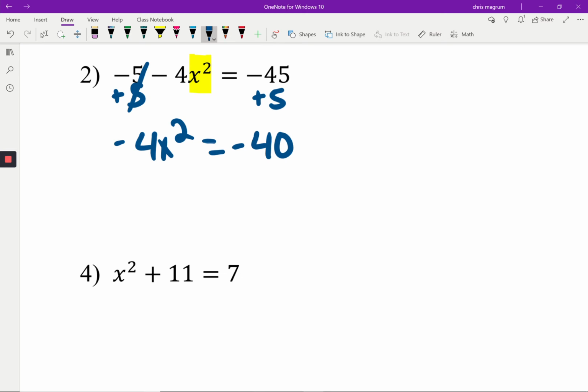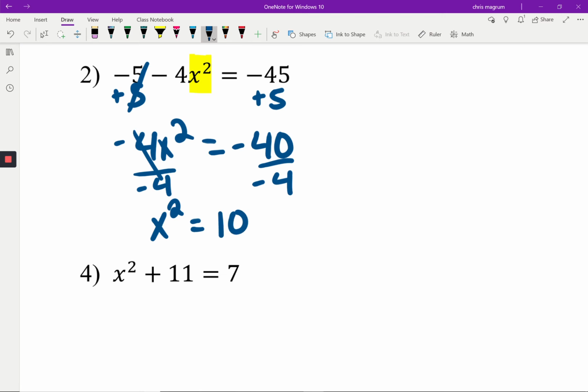Then we'll divide both sides by whatever's in front of our x squared, in this case, negative 4. Those will cancel. Again, not just because I feel like crossing it out. The reason we're canceling in this case is that a negative divided by a negative is a positive. 4 divided by 4 is 1. So it's just 1x squared, and we don't have to show that coefficient 1. And that equals negative 40 divided by negative 4. Negative divided by negative is a positive 10.